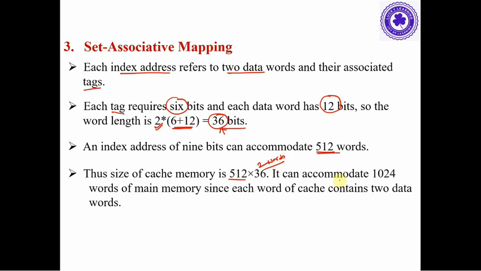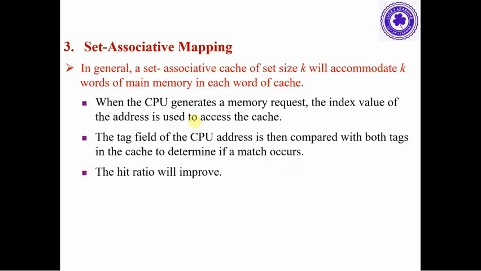It means how many words of memory can be accommodated by the cache? 1024 words of main memory can be accommodated by the cache, so that the hit ratio can be increased. In general, set associative cache of set size k. Previously we discussed 2, now I can say k. It means one word of cache can store k words of main memory.